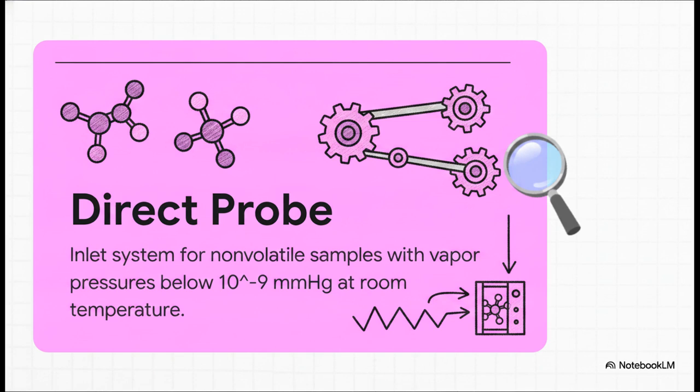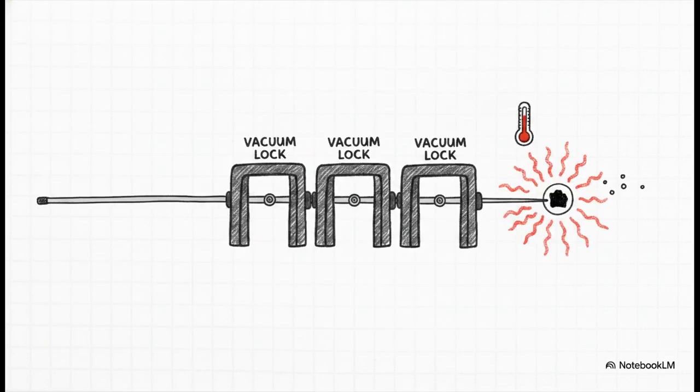For these stubborn molecules, we have to rely on a physical, mechanical intervention, the direct probe. You can think of the direct probe like a highly specialized VIP pass. The solid sample is placed right onto a thin wire loop or pin at the very tip of the probe.